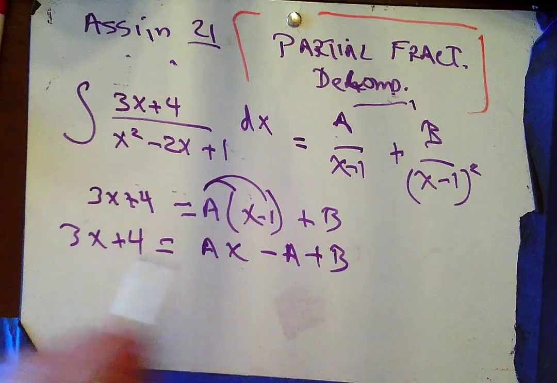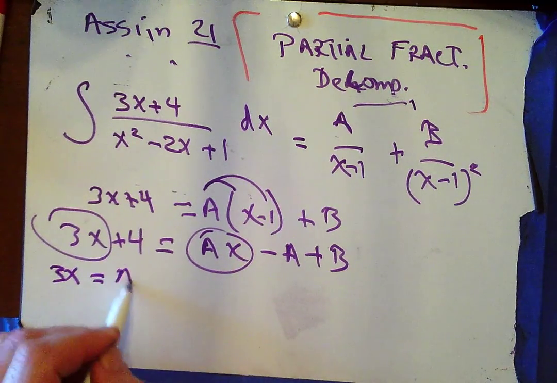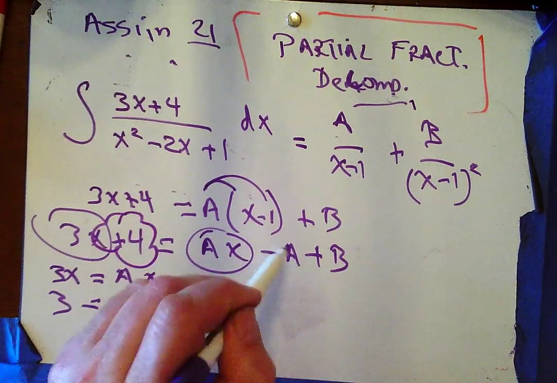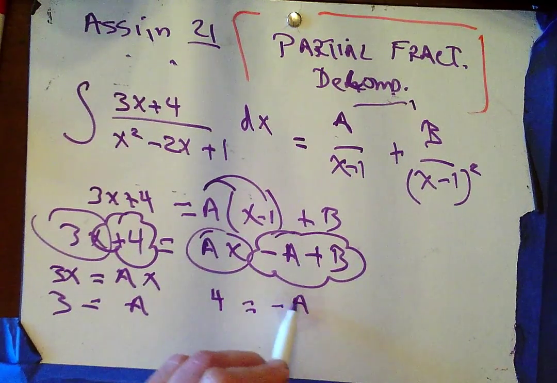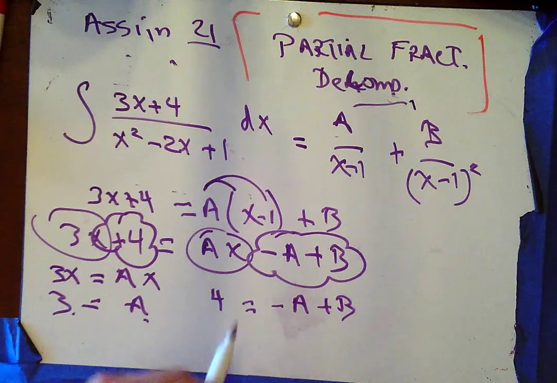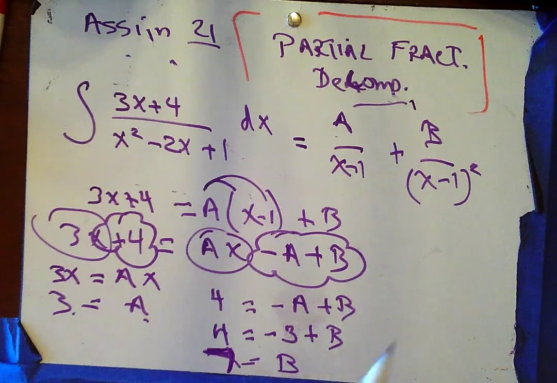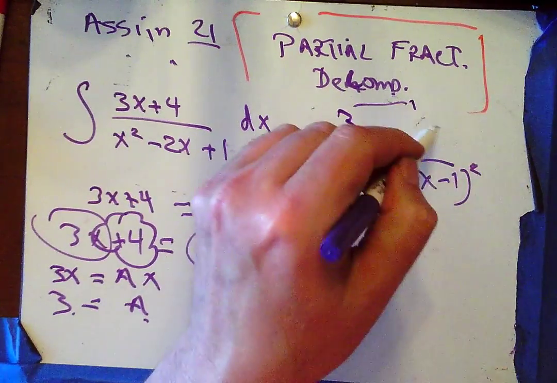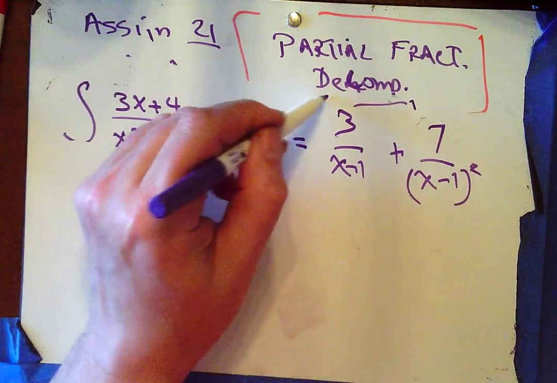So I figure I'm just going to use systems to figure this out. I'll set the x stuff equal to the x stuff, and that gives me that a equals 3. And I'll set the not-x stuff equal to the not-x stuff. So 4 equals negative a plus b, and we know that a is 3. So negative 3 plus b, and b must equal 7. So this becomes a 3, and this becomes a 7. And now we can start doing our calculus.